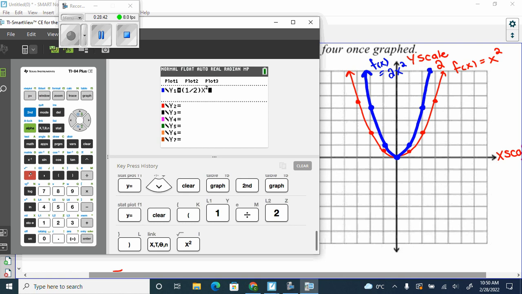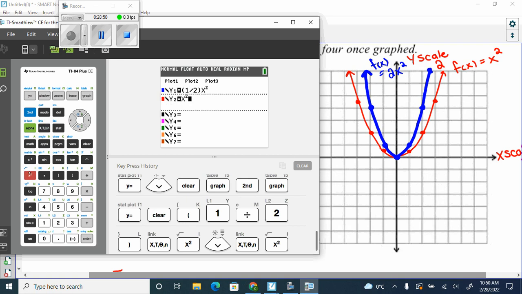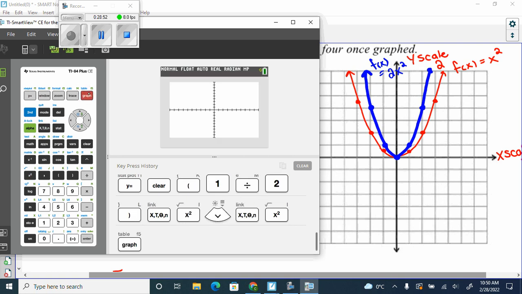Okay, so we're going to go graph. I'm going to put x squared in my y2 just to see what's going to happen. And I'm going to press graph. You guys might want to make yours thicker. So the blue one is the half, and the red one is the x squared. What happened now when we got a fraction in front?